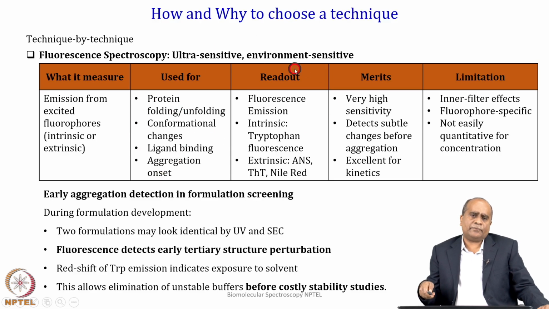What we read is a fluorescence emission. We can use intrinsic fluorescence like tryptophan fluorescence, or extrinsic fluorescence like ANS. You remember ANS binds to exposed hydrophobic surface area, thioflavin binds to aggregated sample, and Nile red, all of these are extrinsic fluorophores that can be used.